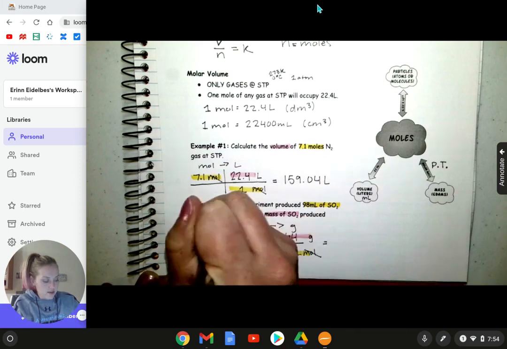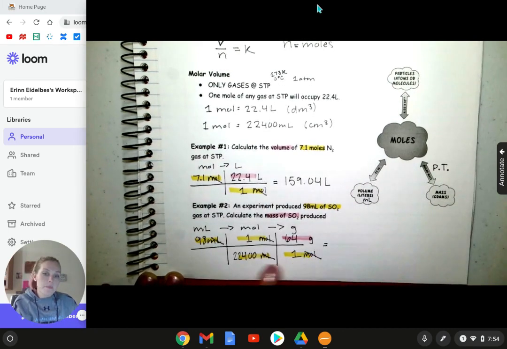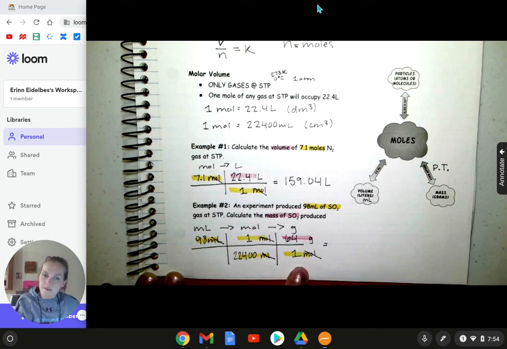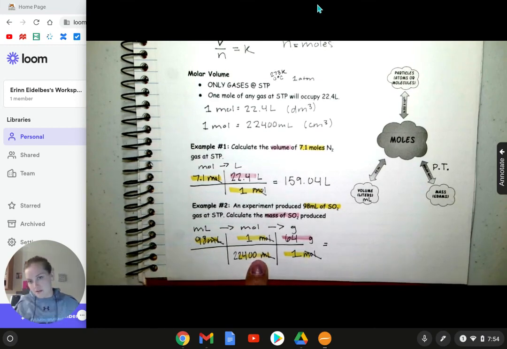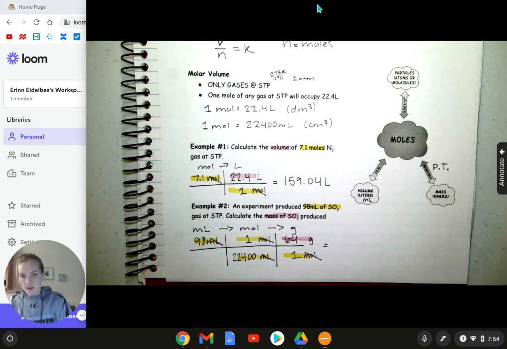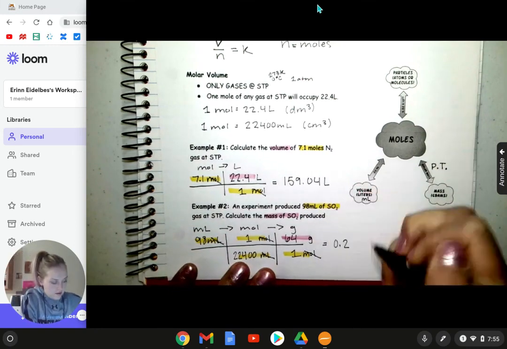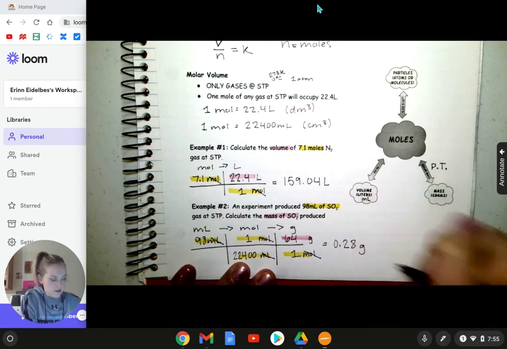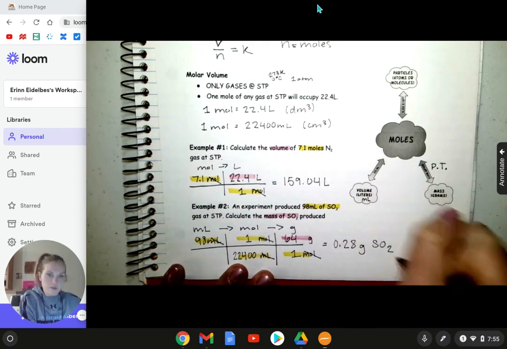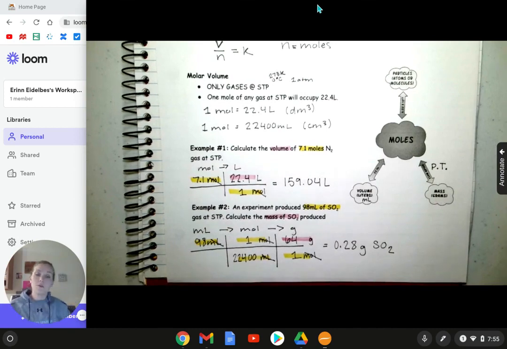Moles and milliliters cancel, so we're left with grams. Multiply everything on top, divide it by the bottom, which would just end up being 22,400, 98. And we should get 0.28 grams SO2. So this is kind of a review on our dimensional analysis that we used to convert with and do stoichiometry, because that's what we will do tomorrow.